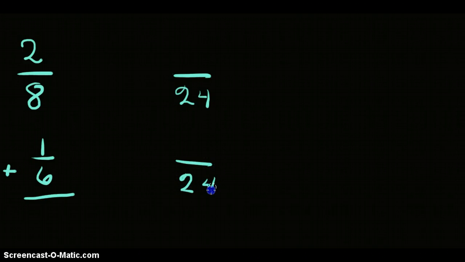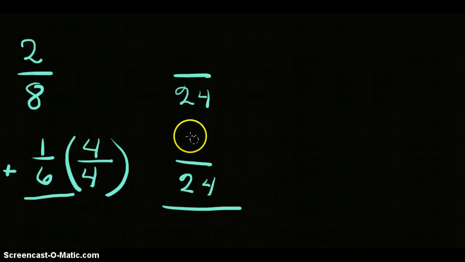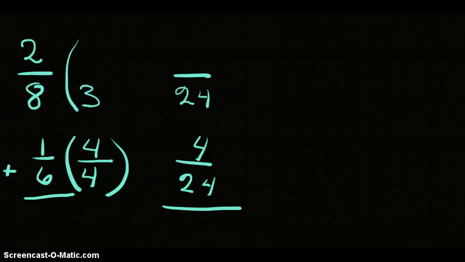So now we get to find out how to get this 6 to become a 24. I'm thinking that if we multiply it by 4, that ought to do the trick. But you remember, what we do to the bottom, we have to do to the top. 6 times 4 is 24, and 1 times 4 is 4. Perfect. This 8, what do I have to multiply it by to get it to be 24? Let's multiply it by 3. 8 times 3 is 24, but what I do to the bottom, I must do to the top. 2 times 3 is 6.